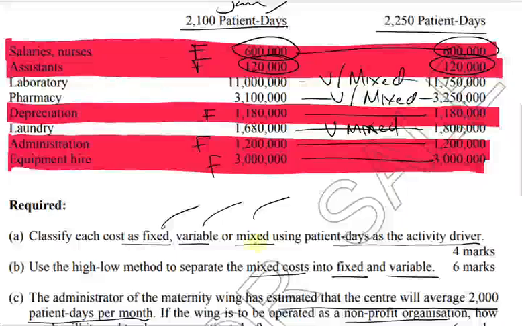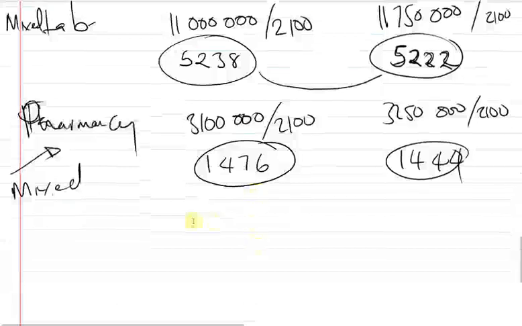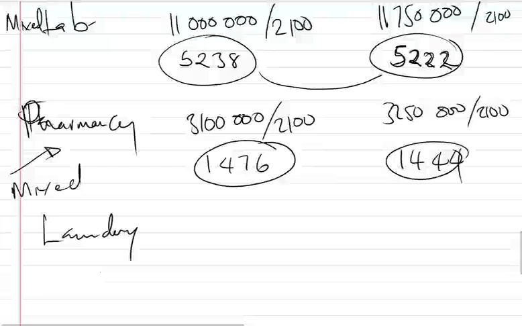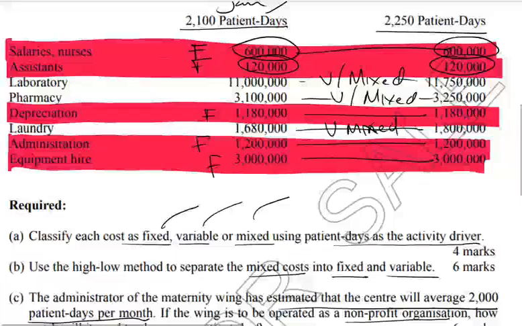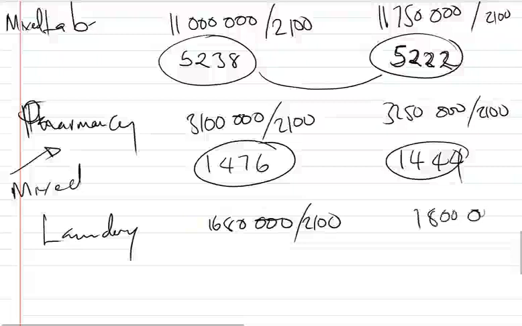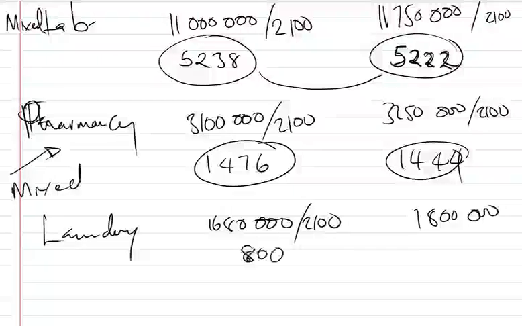So one remaining with laundry. Let's try laundry. So laundry, we have 1,680 over 2.1, and we have 1.8. So we're saying 1,680 divided by 2.1, 800. We are finding 800 here, and here divided by 2, it's also 800. Because it is the same, variable cost per unit is the same, meaning this is variable.